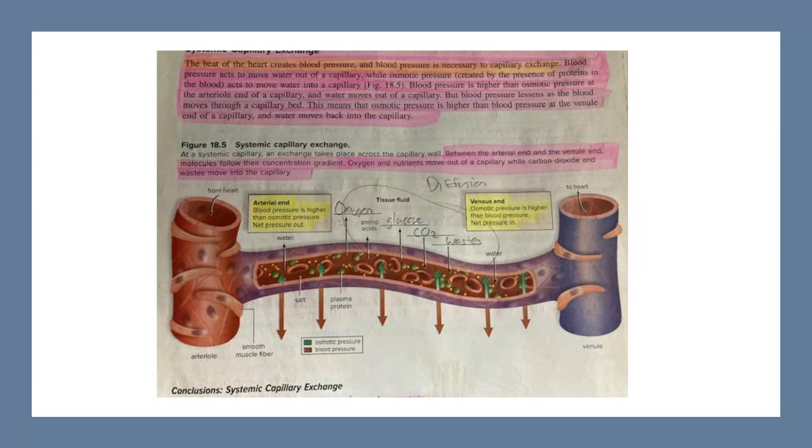In this case it's the same thing, I'm just going from here. I put a value for water. Water here is still going to go inside. The point is it goes into the capillary. So osmotic pressure is higher than blood pressure at the venule end of the capillary, and water moves back into the capillary. Simple as that. I hope that made sense.